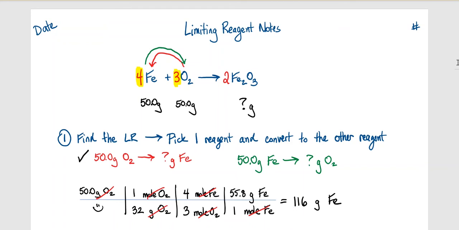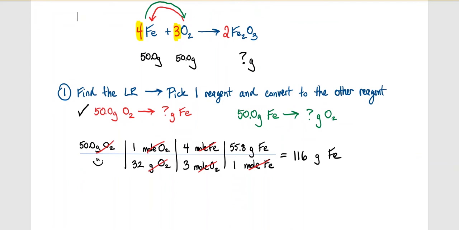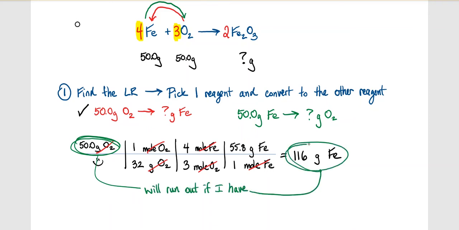This alone won't tell us what is the limiting reagent. So what we need to do next is put this into a sentence. So we need to take this substance here and bring it down here, and we're going to put it into a sentence: will run out if I have this amount of iron. So basically what we're doing is comparing the amount of oxygen that we are starting with.